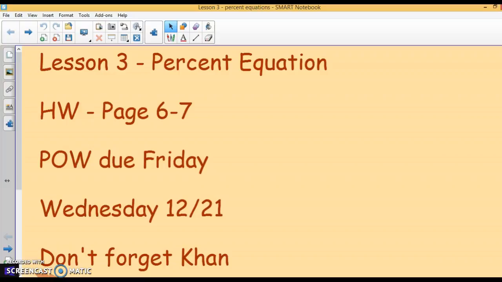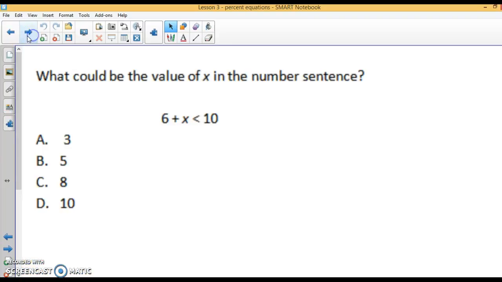All right, today's lesson is the percent unit, lesson 3. Today we're going to solve problems using percent equations. We did percent proportions yesterday, and this is the same type of problems, setting them up a different way. And it's up to you. You can decide whatever method you like best. The homework that goes with this is page 6 and 7.